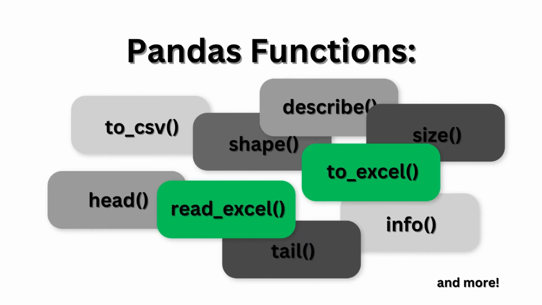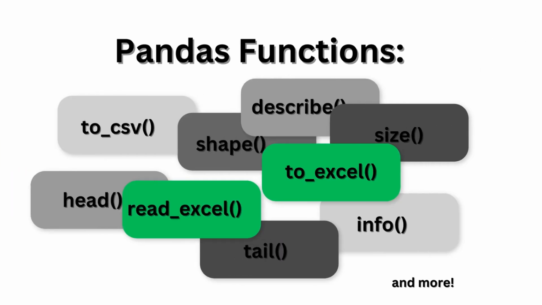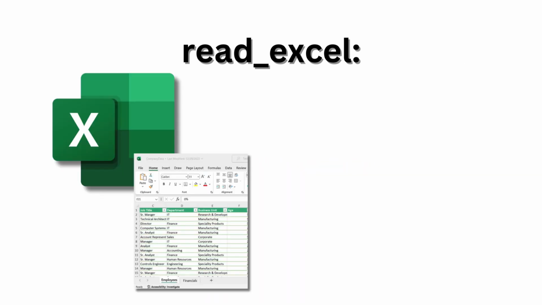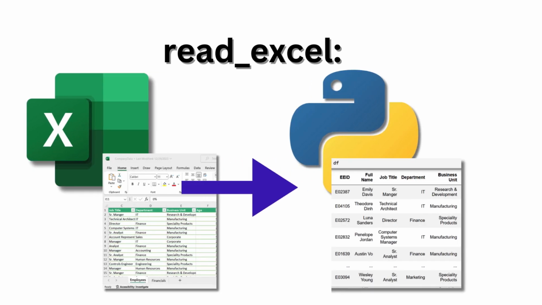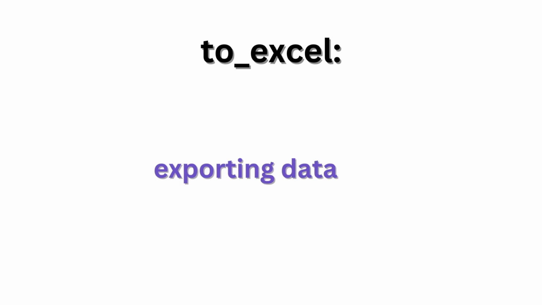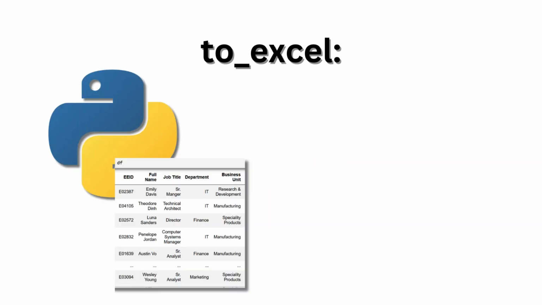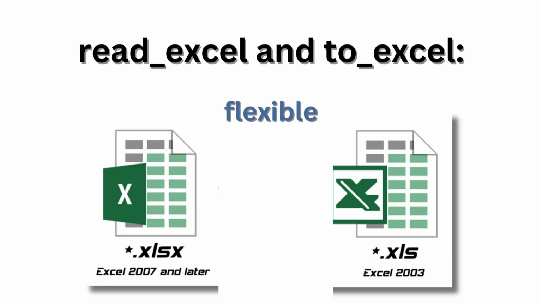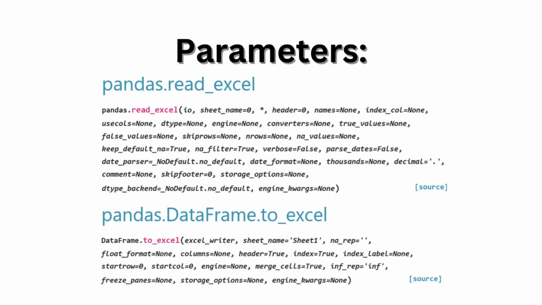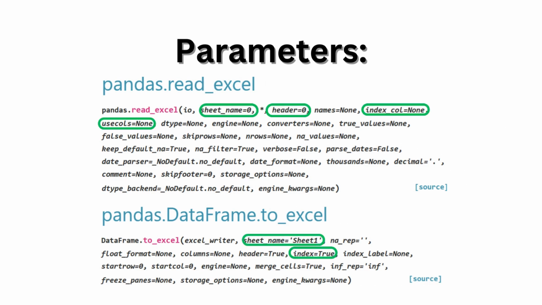So what are read_excel and to_excel? Well, they're both functions in pandas. However, read_excel is used for importing data from Excel files to pandas data frames, while to_excel is used for exporting data from pandas data frames to Excel files. They're both flexible, meaning that they can handle different Excel formats, and they both have a variety of parameters. However, we're just going to be going over the most common ones.